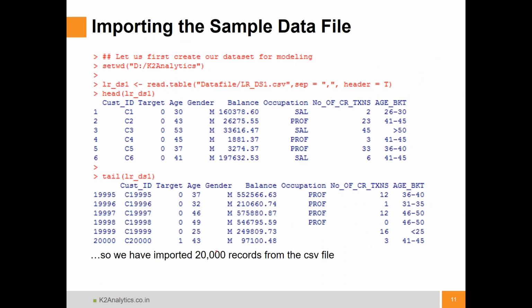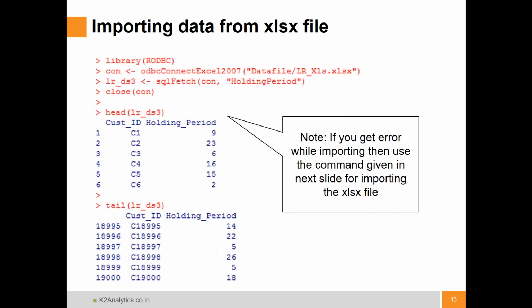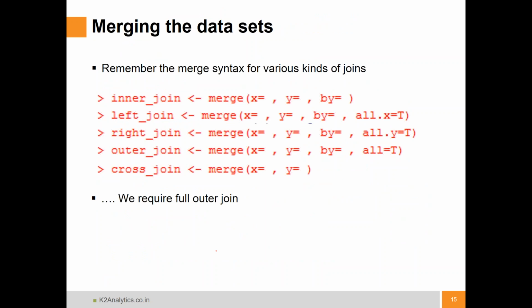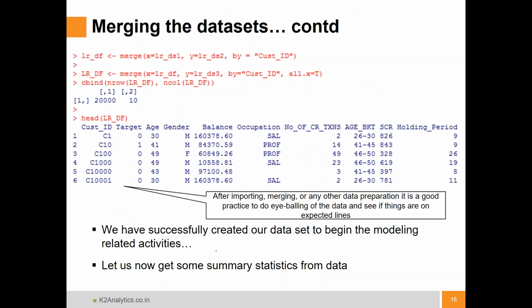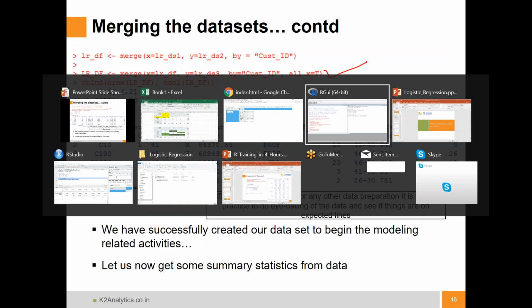Now let's start with building the logistic regression model in R. The first step is importing the data, creating the data for building the model. I have already sent you a data file. After having done all the steps from the previous slide, it is at this level where we have got the logistic regression data frame.